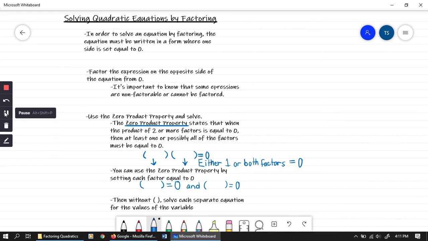So that's just a little general overview of how we can solve quadratic equations by factoring. We're going to look at a few examples where we work through these problems and we solve them by factoring.